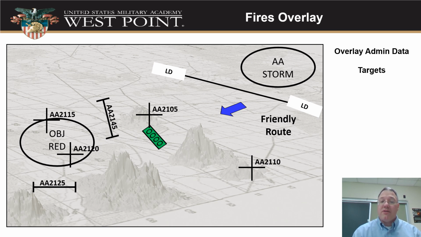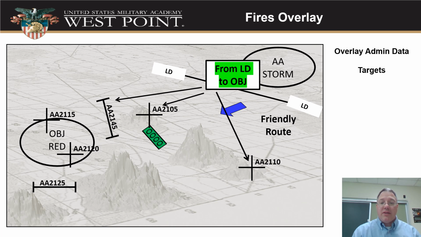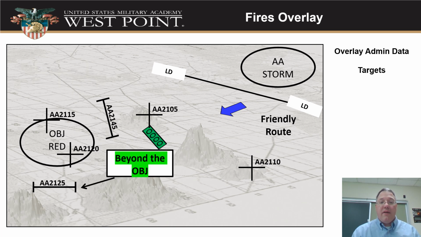Now, you also got to do a fires overlay to show where these things are and help you see them. Again, we got to have all of our overlay admin data, and then we got to show our targets. All right. We want to make sure that we've got targets that support us from the LD all the way out to the objective. All right, throughout the battlefield, there are needs for them, not just on the objective itself. We've got on the objective and then beyond the objective. So once we've completed our mission, we're resetting for a counterattack or whatever we're doing, we might need some locations out there of potential enemy reinforcement routes.